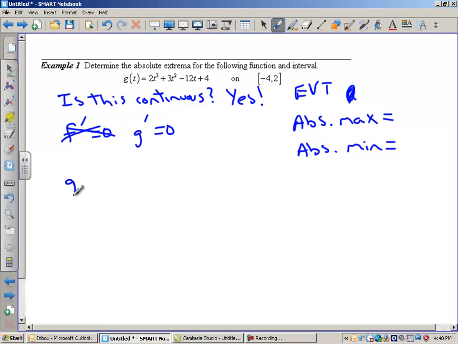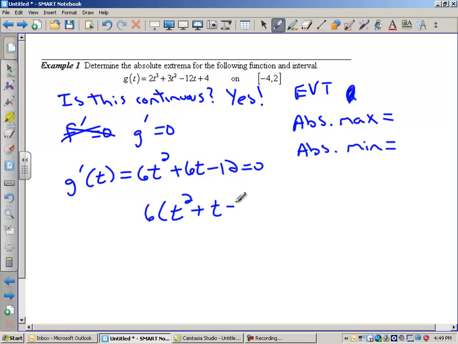All right, so I'm going to find g prime of t, and that's going to be 6t squared plus 6t minus 12. And we're going to set this equal to 0, because if a graph has a relative max or min, the derivative has to at least be 0 there. So this equals 0, and we factor out a 6. And we go ahead and factor this. That's going to be t plus 2, t minus 1.